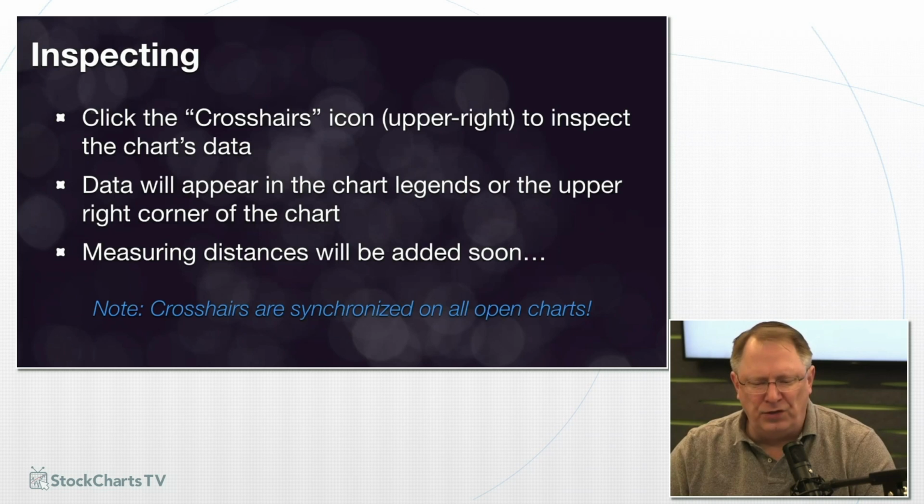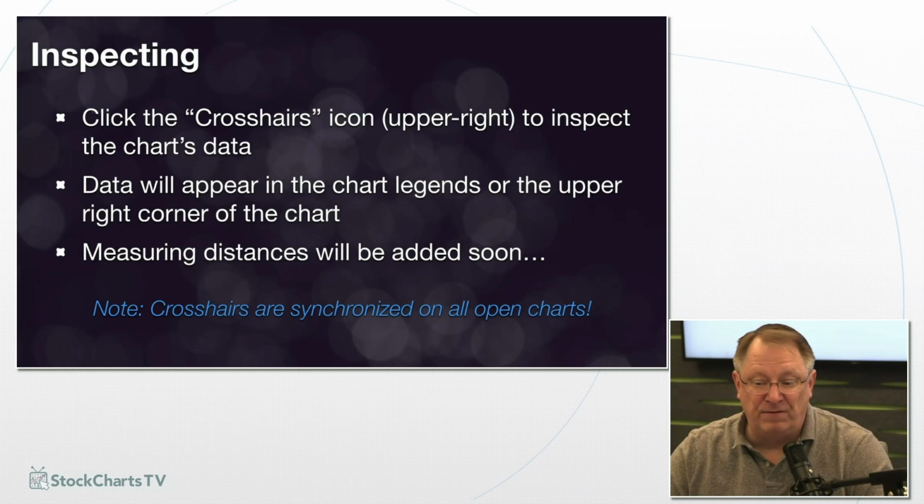And then another thing that you can do with your mouse in ACP is inspecting. This is something that you had to turn on in Sharp Charts manually, but in ACP it's always on. You can inspect with or without the crosshairs icon, with the crosshairs icon on, which is what's recommended.